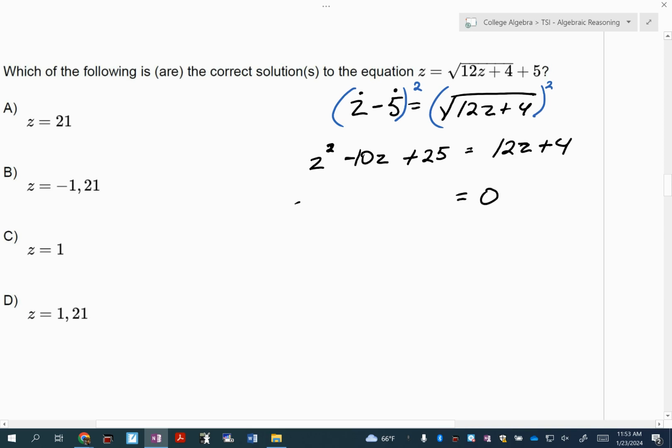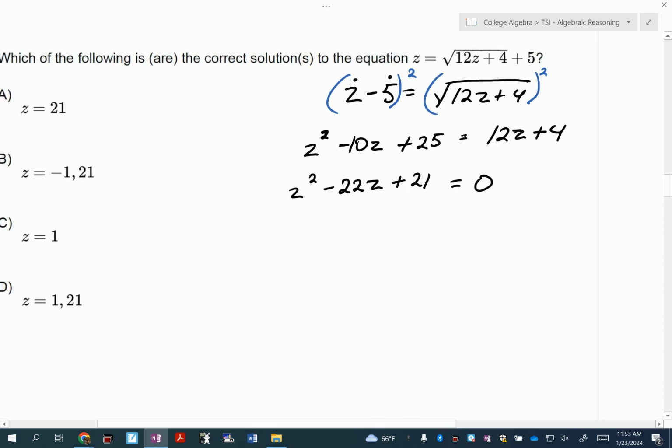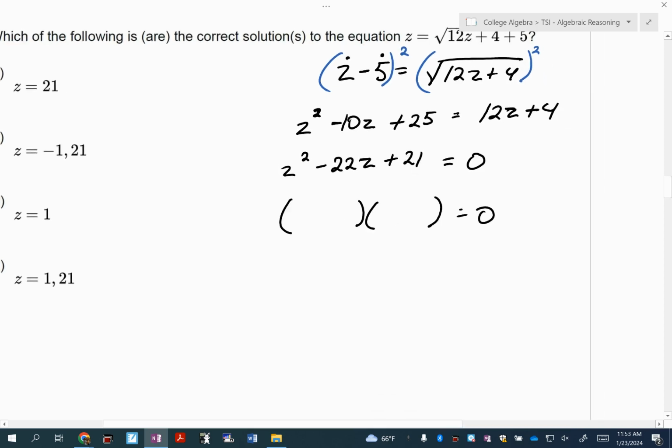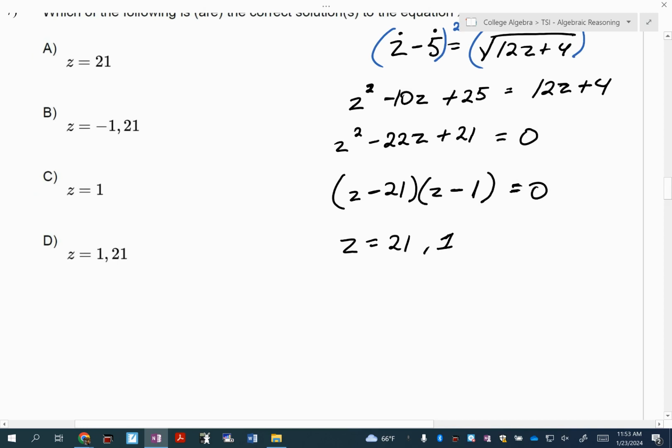Let's get everything equal to 0. So I have z squared. When I move over that 12z with subtraction, I get -10z minus 12z, which is -22z. And when I move the 4 over with subtraction, I get 25 minus 4, which is 21. So if I factor this quadratic trinomial, I get z and z, 21 and 1, and my signs are both going to be negative, because a negative 21 times a negative 1 is positive 21, and a negative 21 plus a negative 1 is negative 22. So my answers are 21 and 1. Now, don't just put D as the answer.